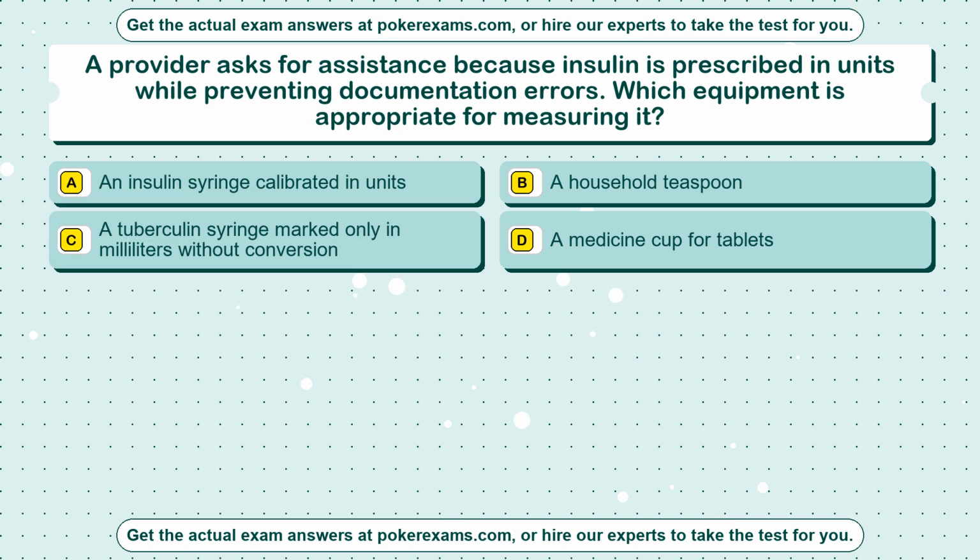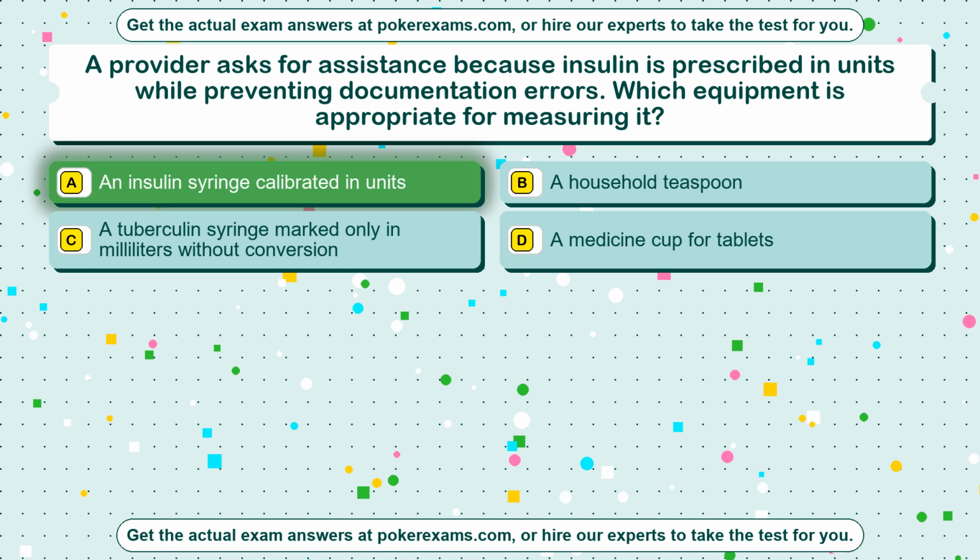Question 44. A provider asks for assistance because insulin is prescribed in units while preventing documentation errors. Which equipment is appropriate for measuring it? Option A, an insulin syringe calibrated in units. Option B, a household teaspoon. Option C, a tuberculin syringe marked only in milliliters without conversion. Option D, a medicine cup for tablets.